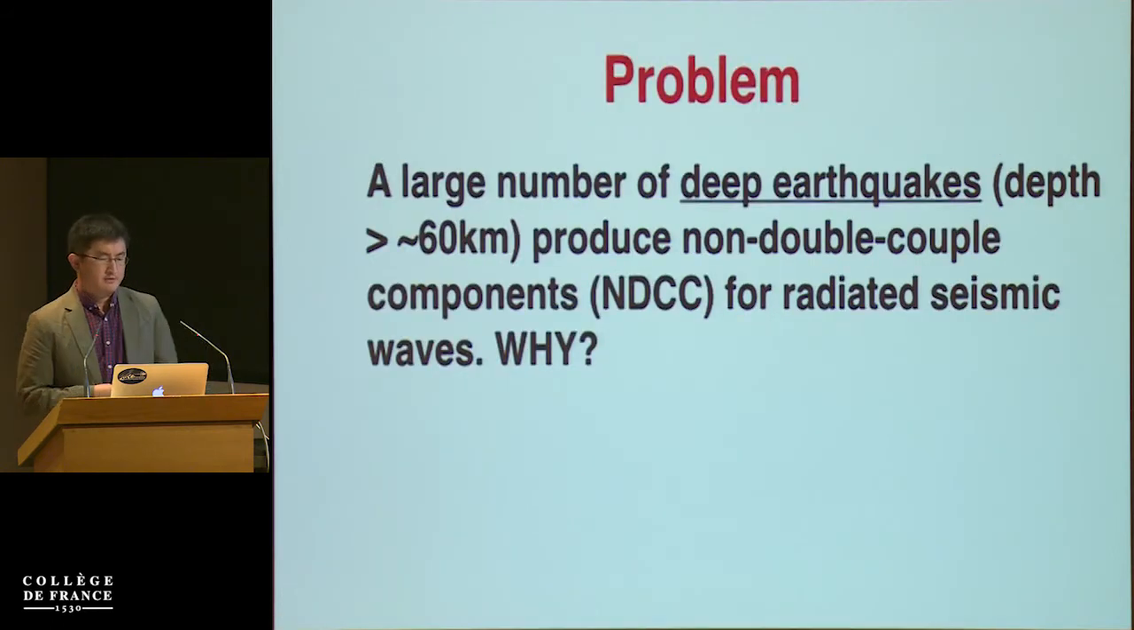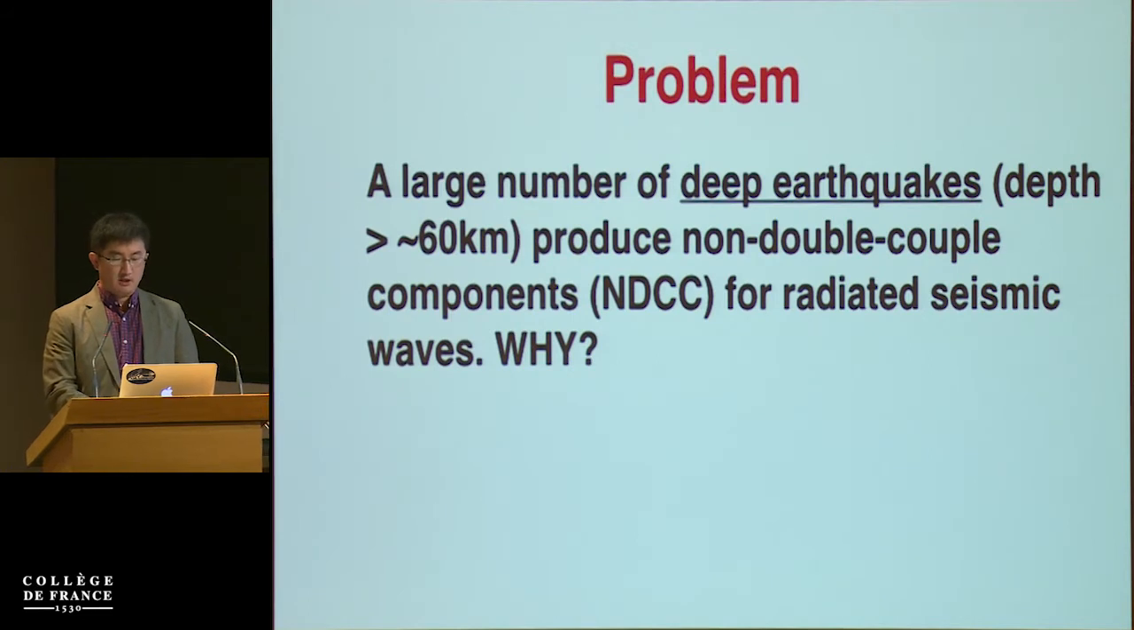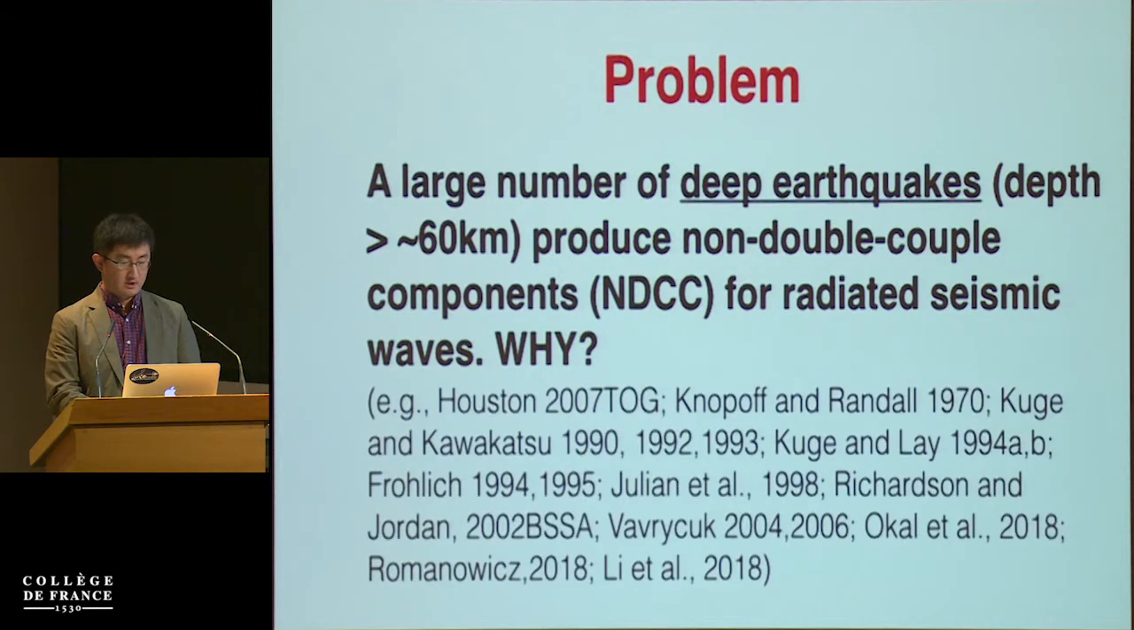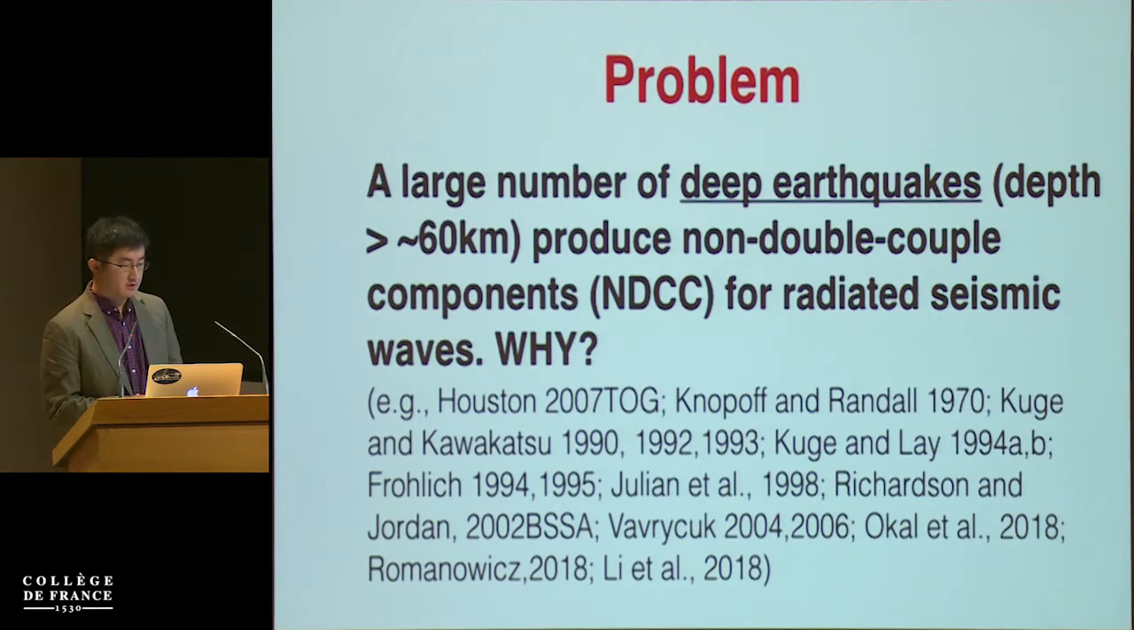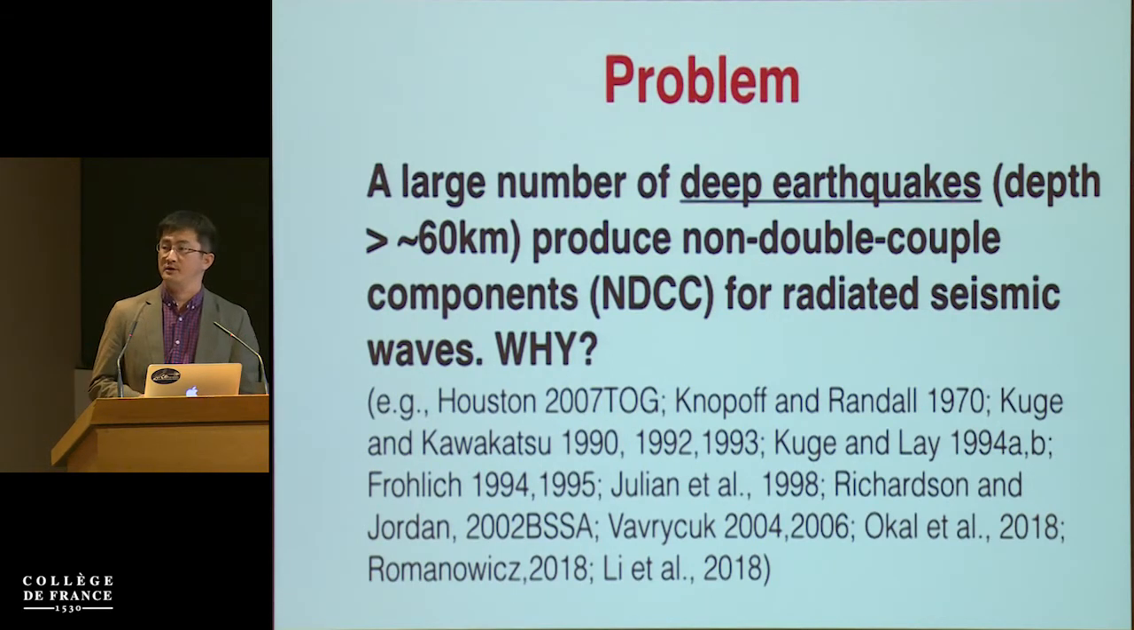So there is a problem in seismology. Over the last 50 years, we observed that for deep earthquakes, a significant number of them produce non-double couple components. If you look at radiated seismic waves, the problem is why so many deep earthquakes produce non-double couple radiation. This is a very well developed field over decades, so Houston's Treatise on Geophysics is a good starting point if you're interested in this topic.